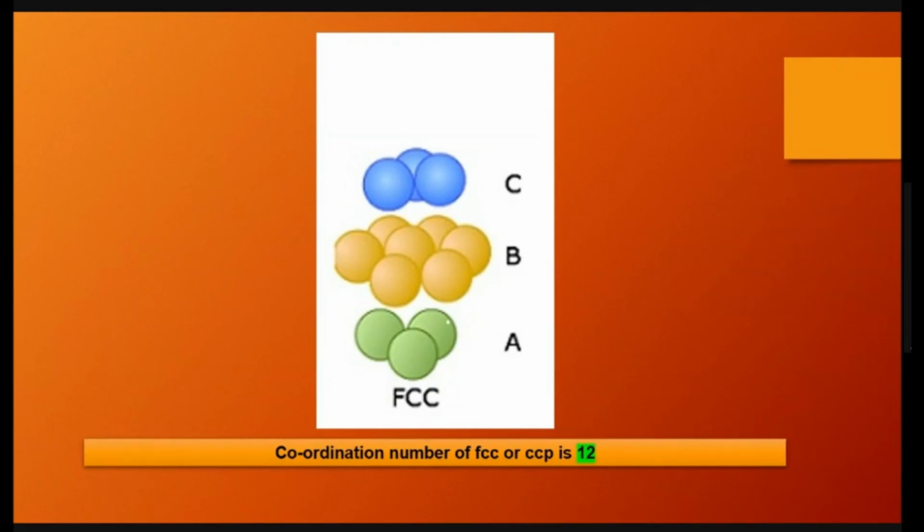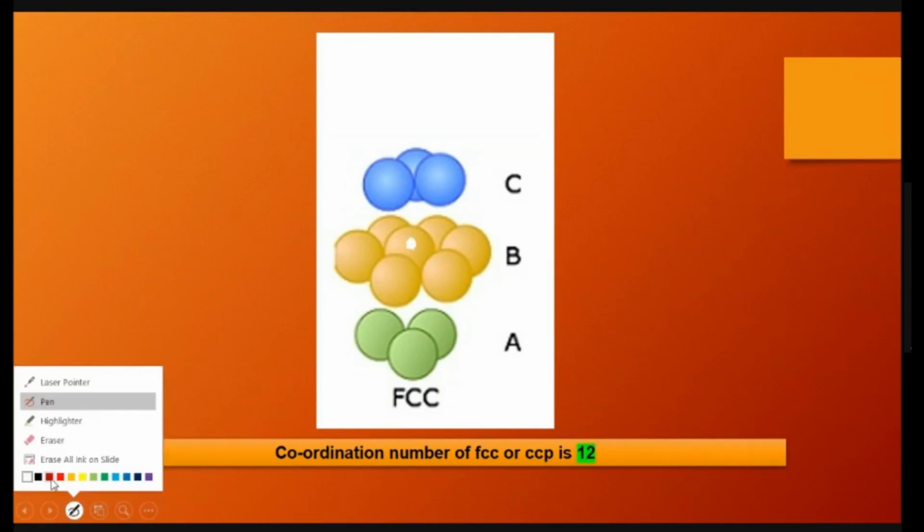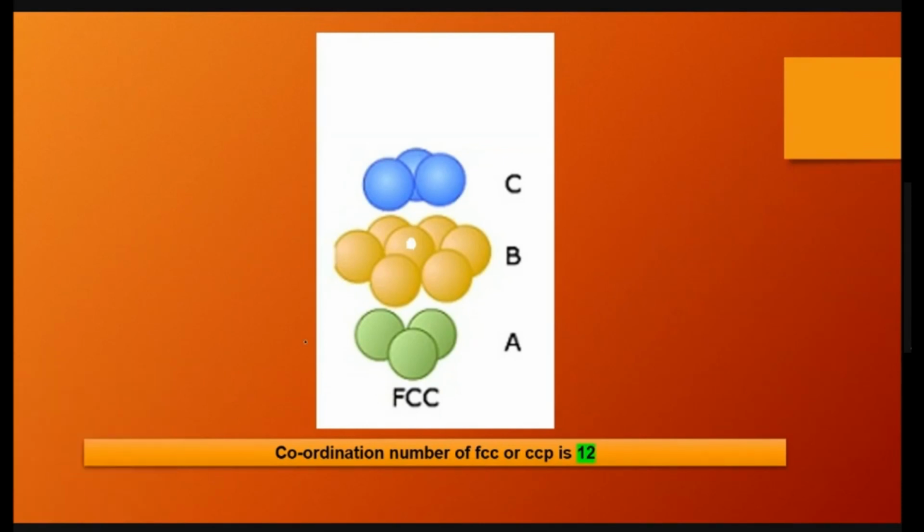Right. So here, first we will consider this center atom. I've taken 3 different layers. You'll get the first layer as the A layer, the second layer as the B layer, and the third layer as the C layer. So I'm concentrating on this center atom. How many nearest spheres are there to this? 1, 2, 3, 4, 5, and then 6. So they are in contact with each other.